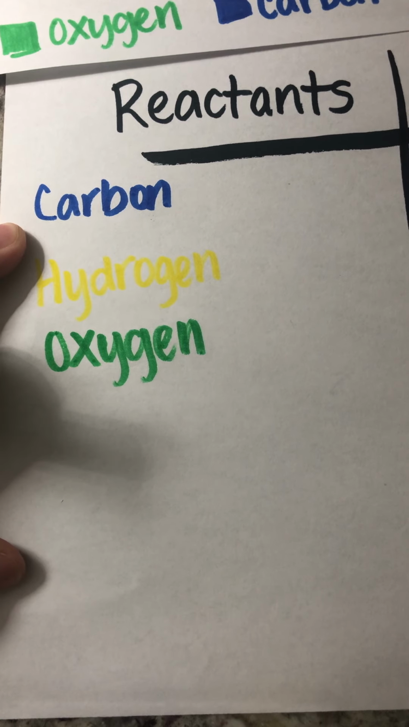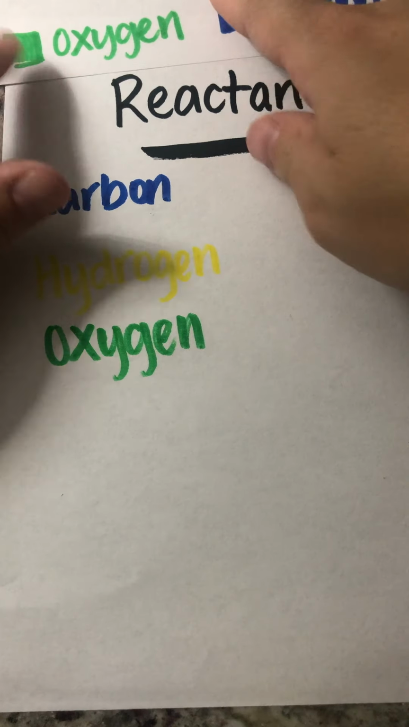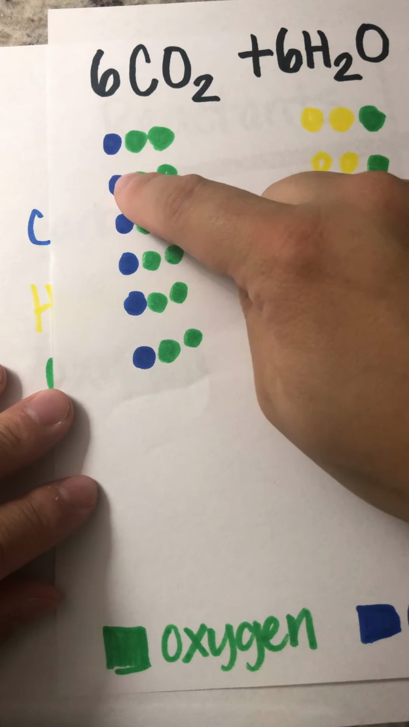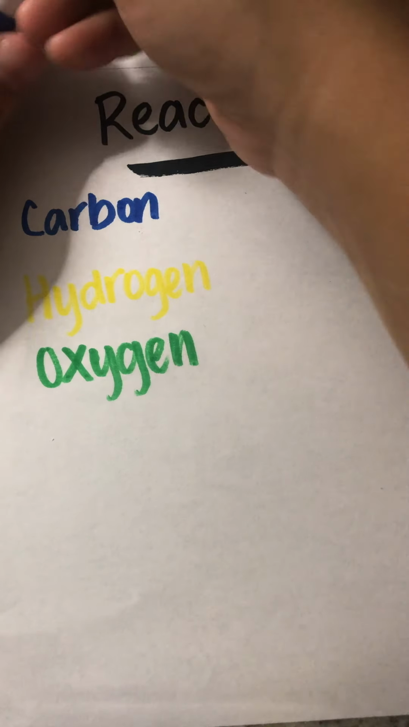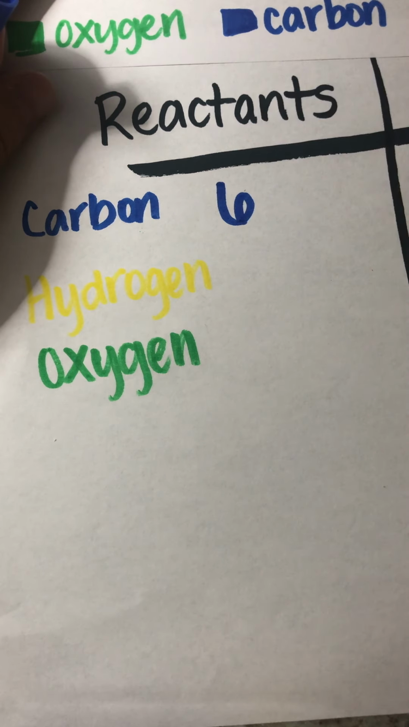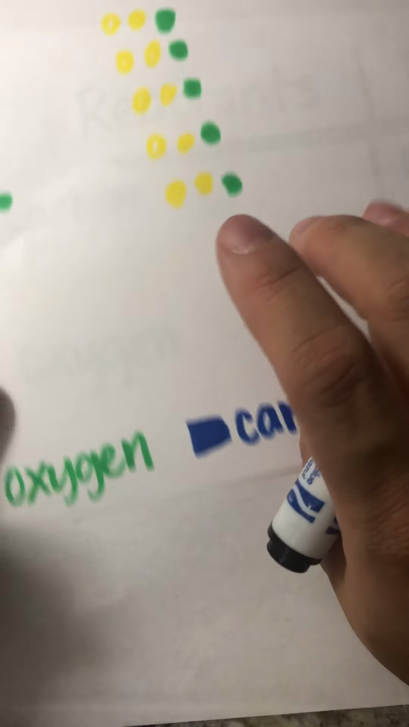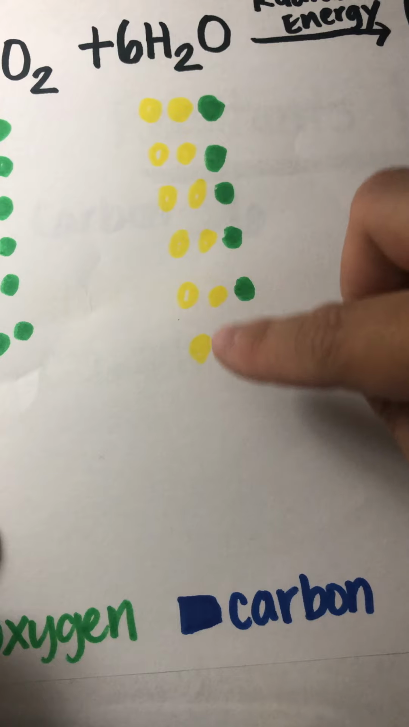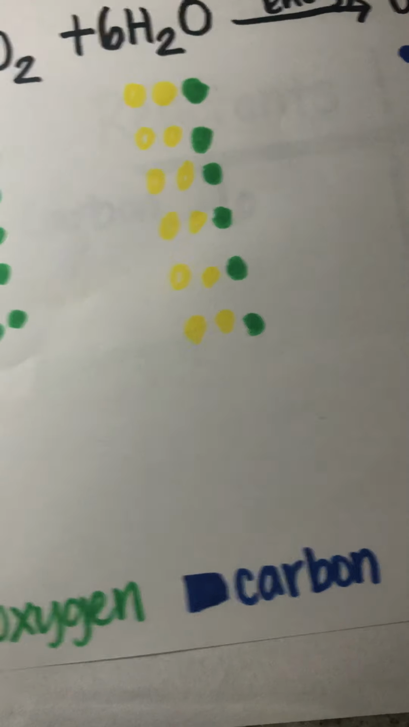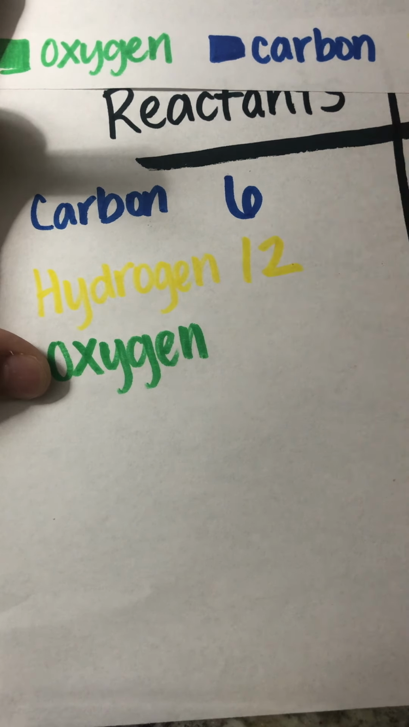So what we're going to do is count up how many blues total were on the left-hand side of the arrow. So let's look. We had 1, 2, 3, 4, 5, 6. So on this side, we're going by carbon, we're going to write a 6. Now let's look at how many hydrogens we had on the left side. 2, 4, 6, 8, 10, 12. So we had 12 hydrogens on the left side. So I'm going to write a 12 on my reactants.